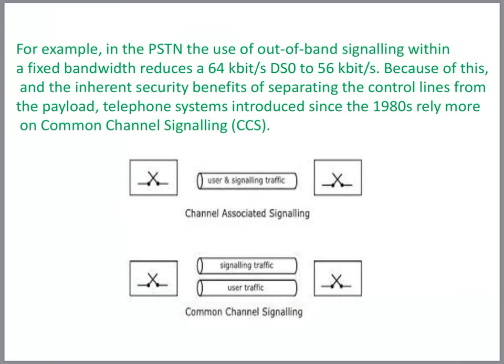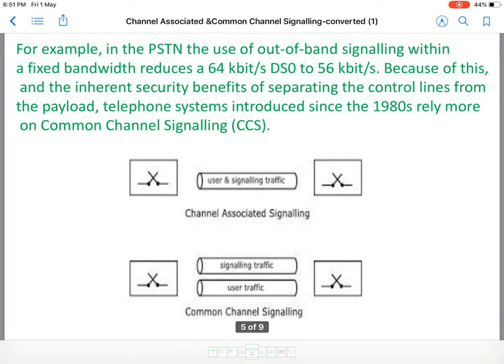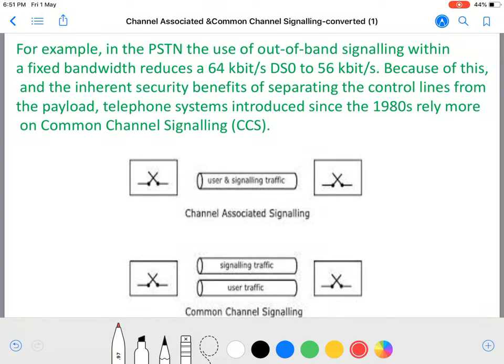Telephone systems introduced since the 1980s rely more on common channel signaling. This is also called CCS or common channel signaling. As it is shown over here, in channel associated signaling the user and signal are both running in the same channel.